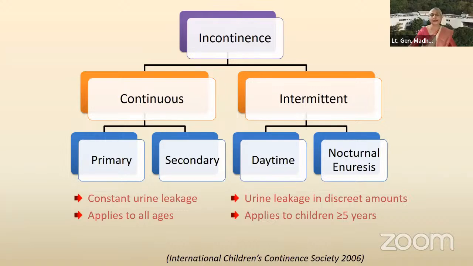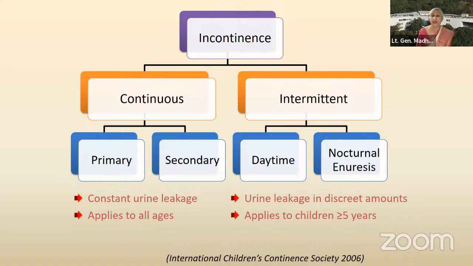Incontinence is of 2 basic types, which is continuous, wherein the child may be dribbling the whole day and night, or it's intermittent, where large amounts of urine are passed, and in between those periods, the child may be dry. Most of the continuous incontinence is due to a neuroanatomical problem, and the prototype is our neurogenic bladders, when we have a meningomyelocele or a transverse myelitis or a spinal injury. And these children continue to dribble continuously.